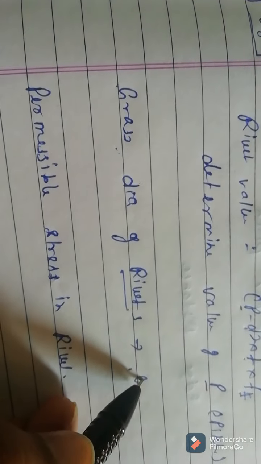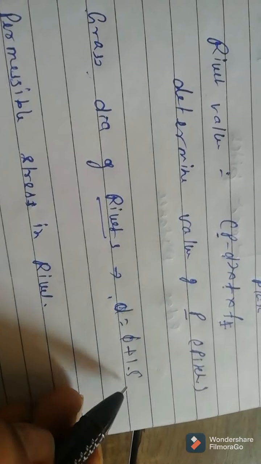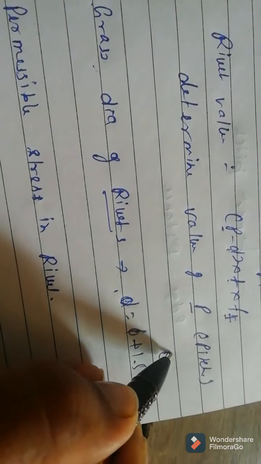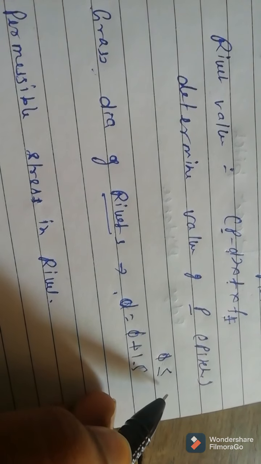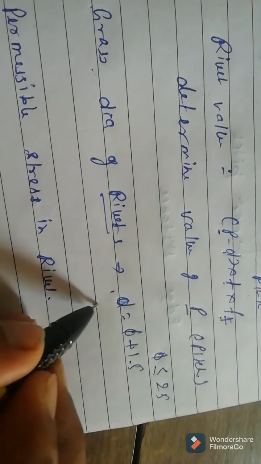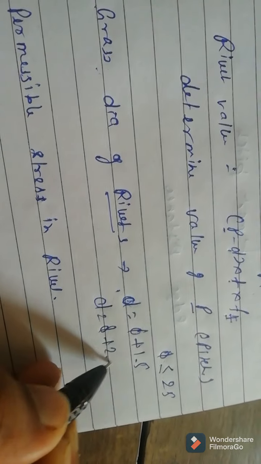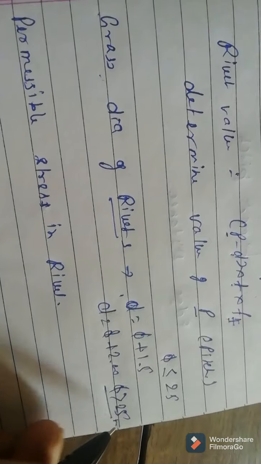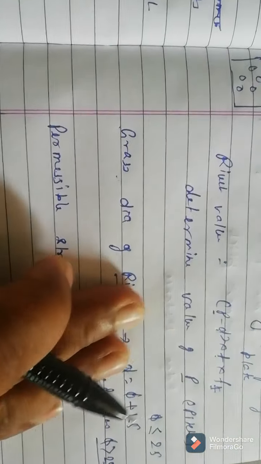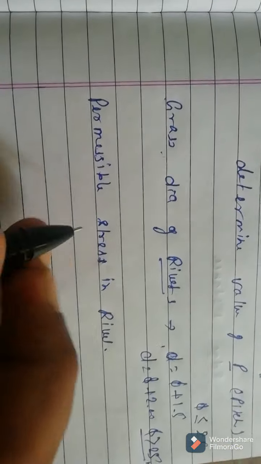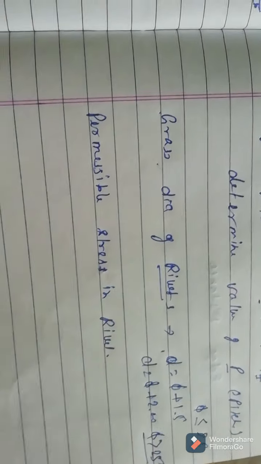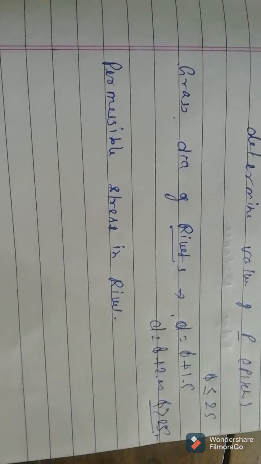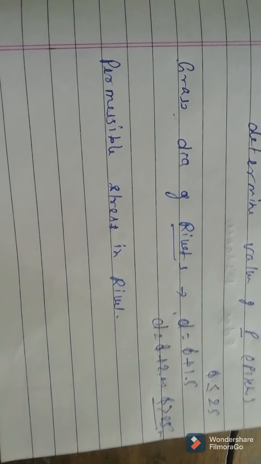So here, D equal to phi plus 1.5 when phi is less than or equal to 25, and D equal to phi plus 2.00 when phi is greater than 25 mm. Okay, so now the permissible stresses of rivets were already discussed, that is for hand riveting and for the shop rivet.